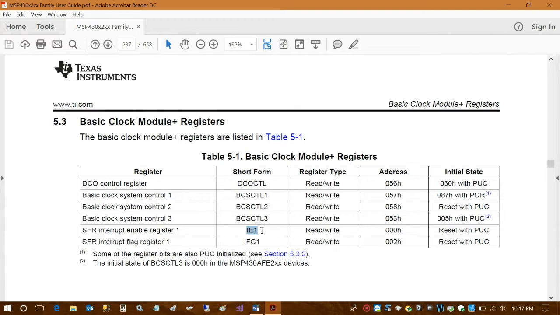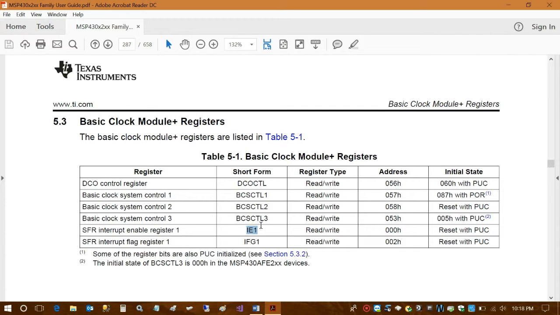This IE1 has several bits. Each and every bit is responsible for each and every action from various parts of the chip. So don't bother about the spaces which you don't see. Just concentrate on the interrupt that I am going to discuss.